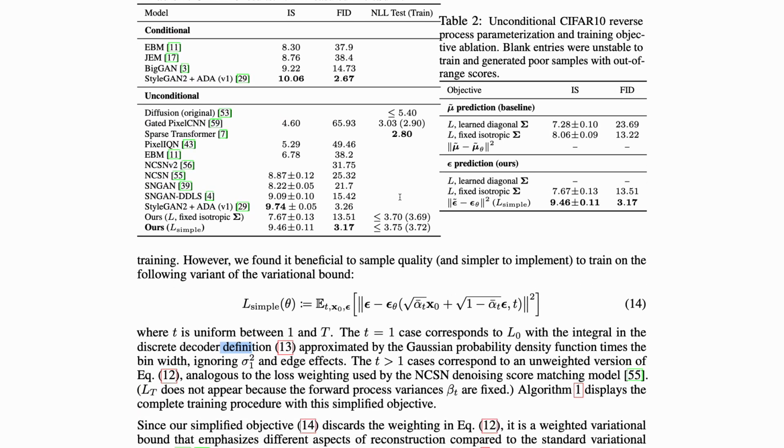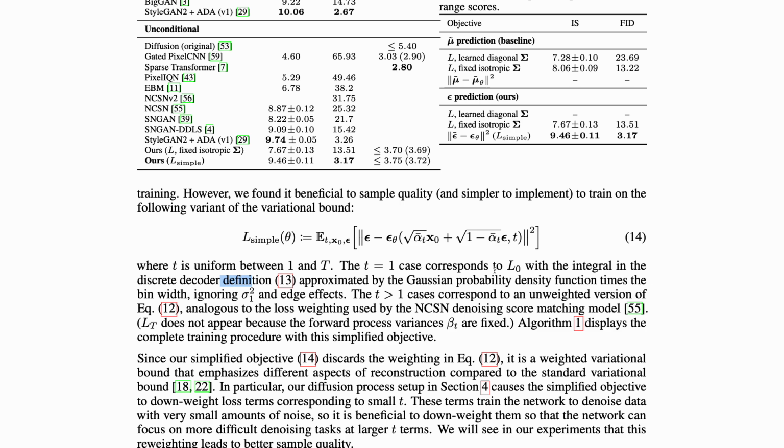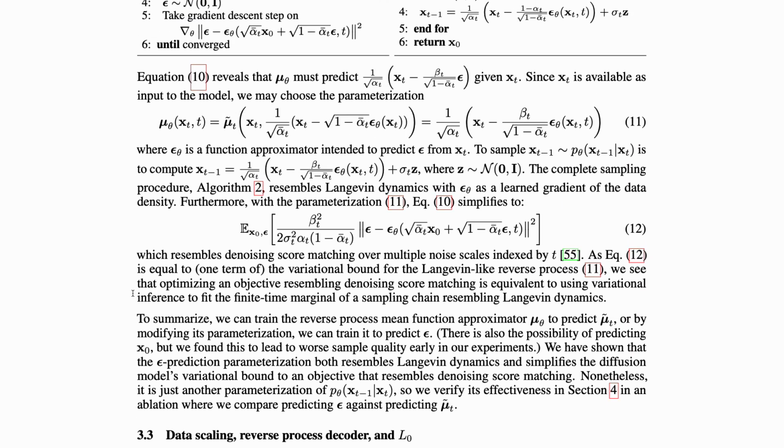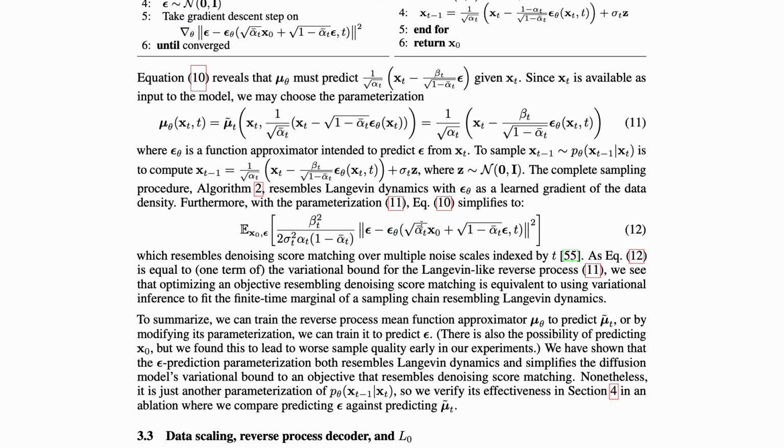Okay, for t equal to 0, approximated by Gaussian probability density function times bin width, ignoring sigma 1 squared and edge effect. The t greater than 1 case corresponds to an unweighted version of equation 12. Okay, this part.